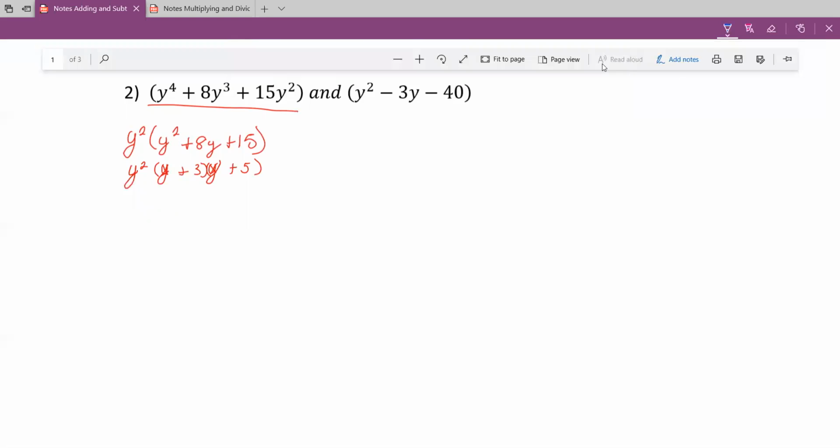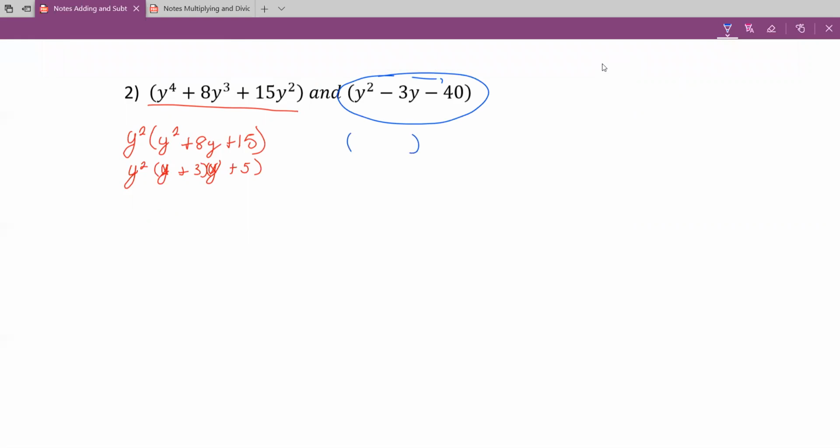And then I can do the same thing for this other one. I need two things that multiply to negative 40 but add to a negative 3. Well, I know 8 times 5 gives me 40. One of them has to be negative, and I want the larger one to be negative because it's a negative 3. So double check: negative 8 plus 5 is negative 3. We're all set.